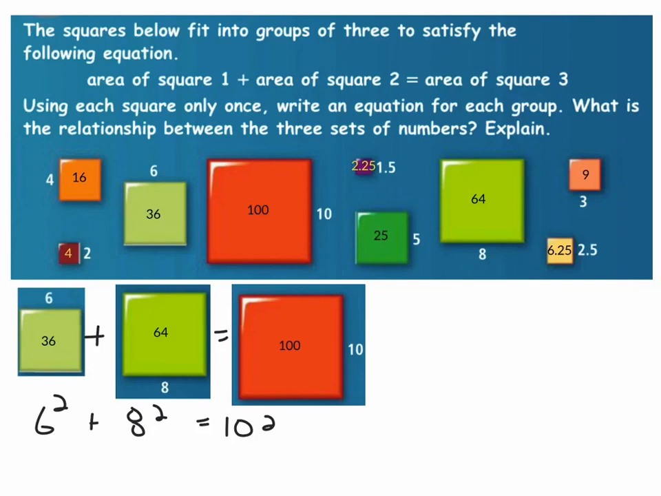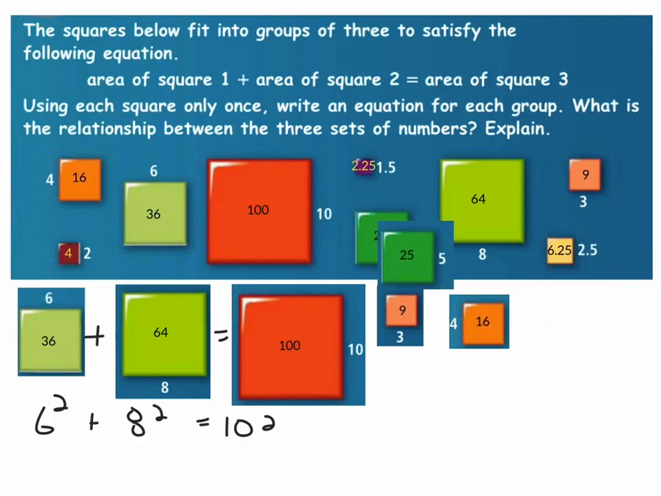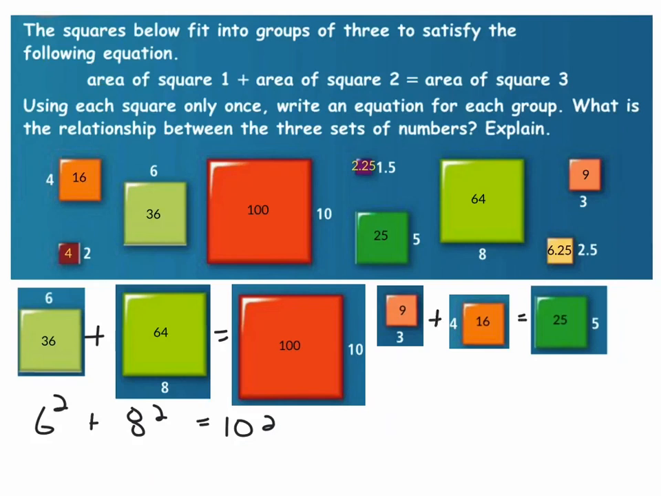Okay, what else do we got? Let's see what's left. I can see that 9 plus 16 equals 25. Which is essentially 3 squared plus 4 squared equals 5 squared.